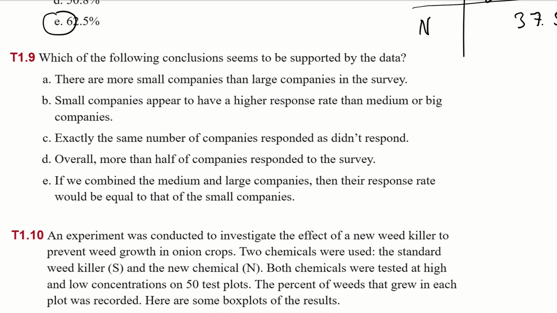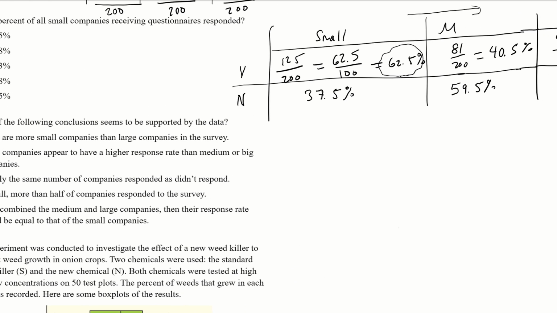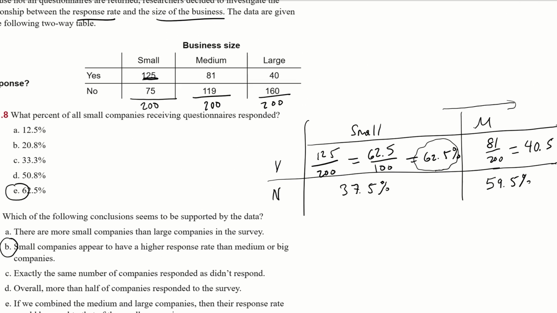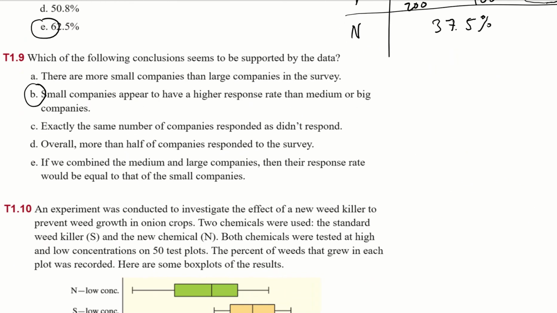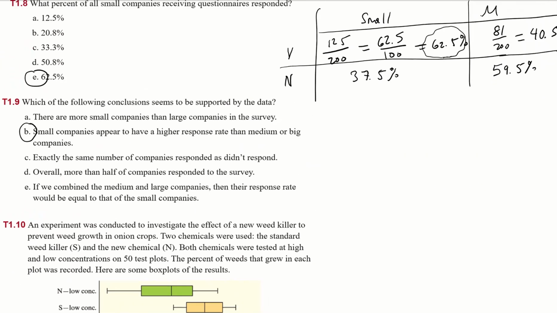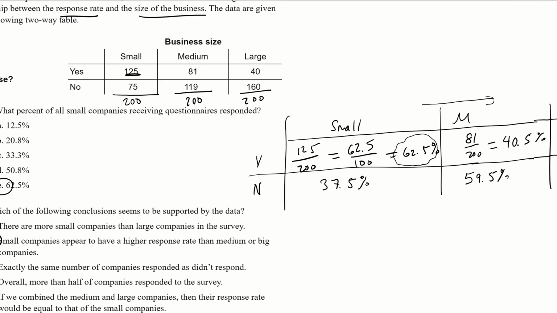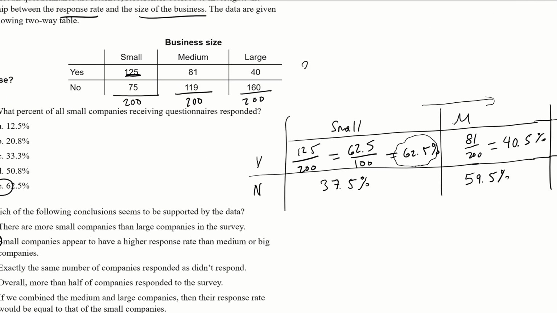Okay. So which of the following conclusions seem to be supported? There are more small companies than large companies. That is actually not true. Small companies appear to have a higher response rate than medium or big companies. We can definitely conclude that. Exactly the same number of companies responded as didn't respond. And that's not true because we can see that the numbers that responded were different. Overall, more than half of companies responded to the survey. Is that true? Is this 50% here?